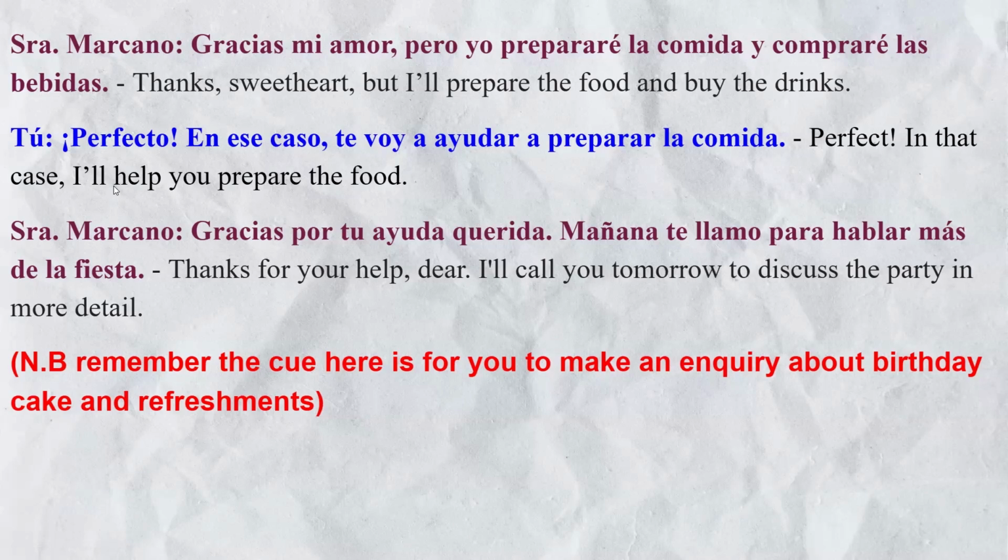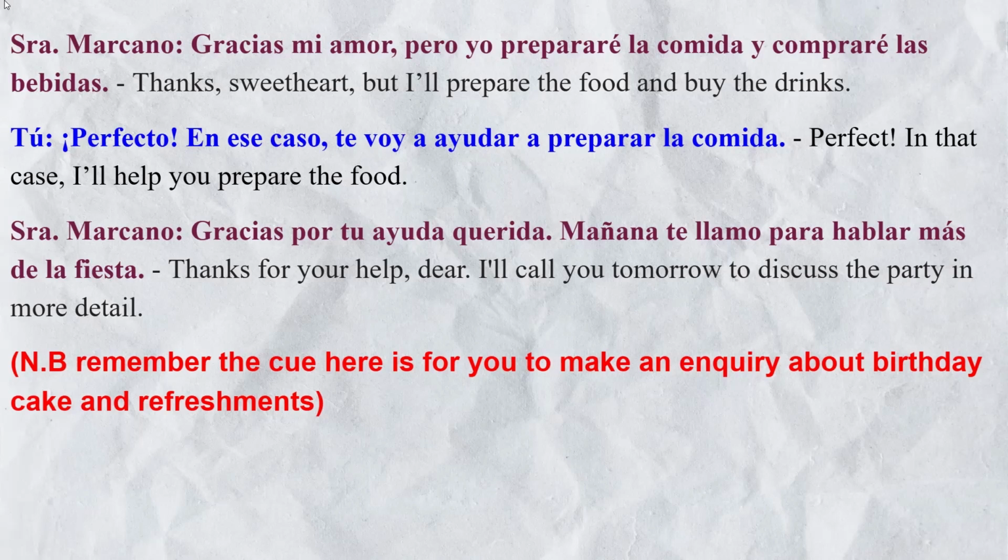Yeah. So, as you can see here, she says, gracias, mi amor, pero yo preparé la comida y compraré las bebidas. Thanks, sweetheart, but I'll prepare the food and buy the drinks, okay? And for our response, we have perfecto. En ese caso, te voy a ayudar a preparar la comida, okay? Perfect. In that case, I'll help you prepare the food. And her response is, gracias por tu ayuda, querida. Mañana te llamo para hablar más de la fiesta. Thanks for your help there. I'll call you tomorrow to discuss the party in more detail.